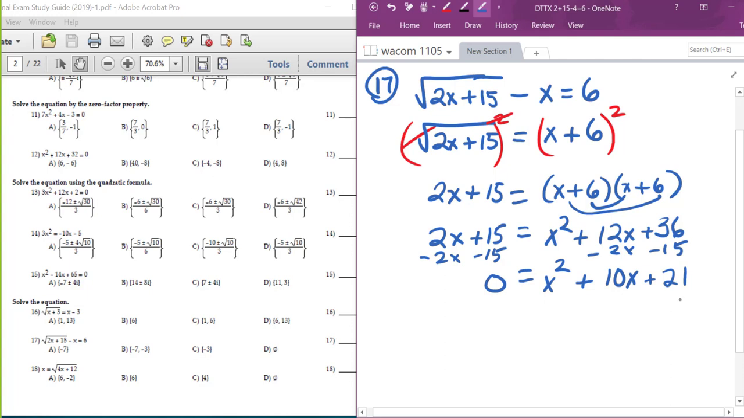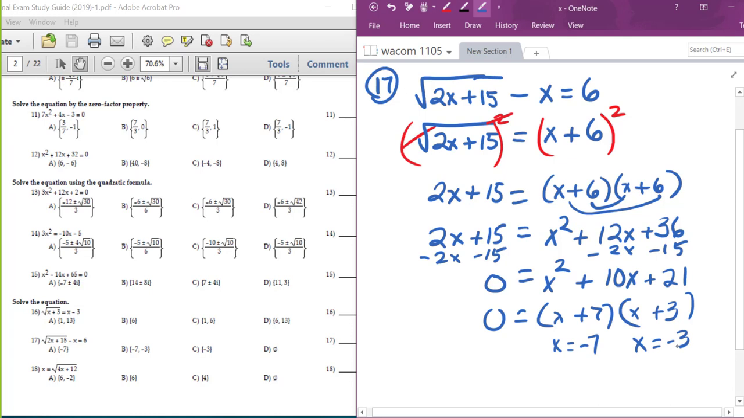Now I can try to factor this. Looks like 7 and 3. And so x would be -7, x would be -3. You are required to check in the original.